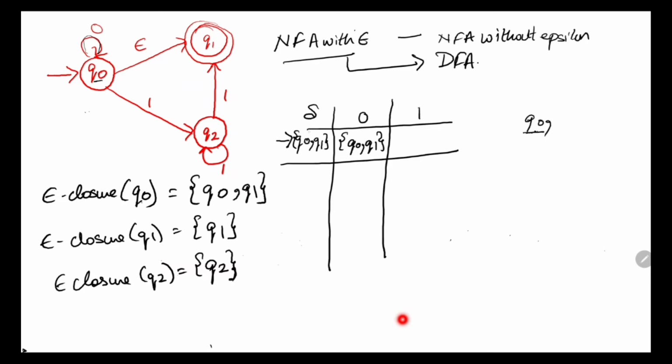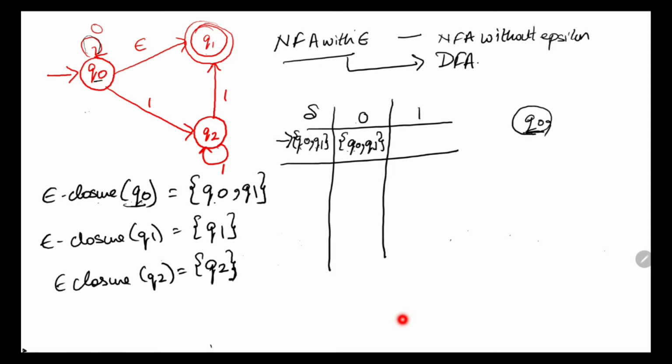Let me repeat once again. For looking at the transition from Q naught Q1 with 0, we will look first of all at Q naught with 0. Q naught with 0 comes out to be Q naught. Then we will look for Q1 with 0. Q1 with 0, no transition. So finally we end up with Q naught only, right? So over here we will not write Q naught. We will write the epsilon closure of Q naught. What is that? Q naught comma Q1. That is why we have written over here Q naught comma Q1.